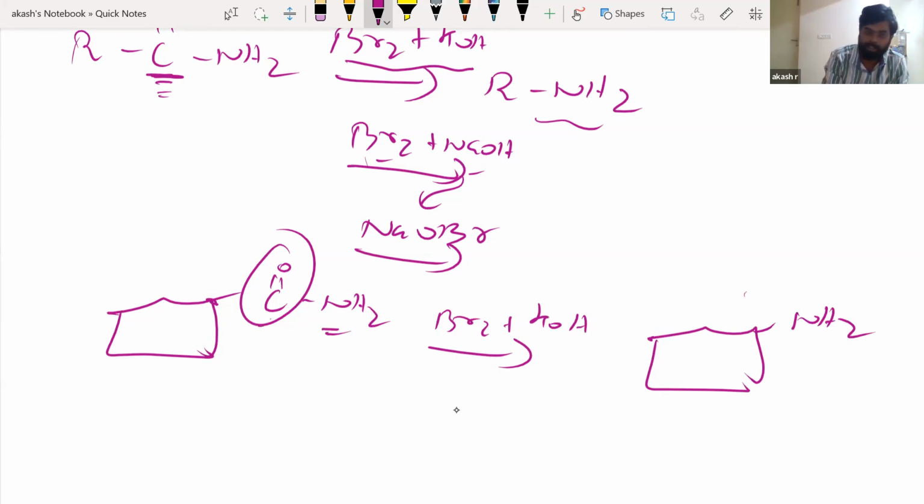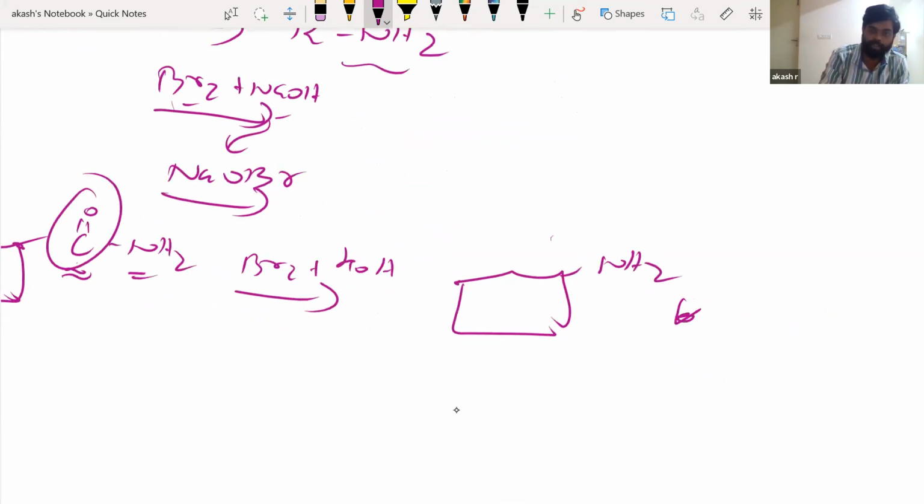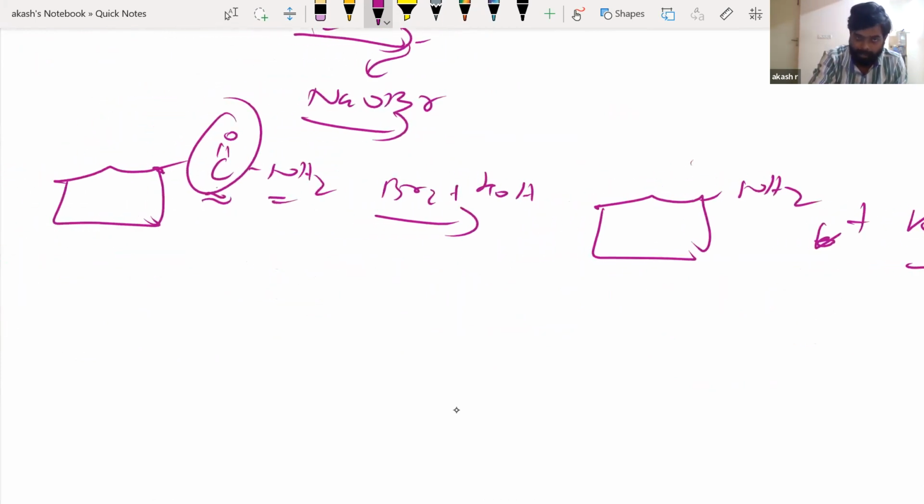Now you can ask me, sir, where does this C double bond O go? Where does this carbon go? What you'll understand is that if you use KOH, it is going to go out as K2CO3, carbonate ion. It is going to go out as K2CO3. So do you want to understand the mechanism of this?